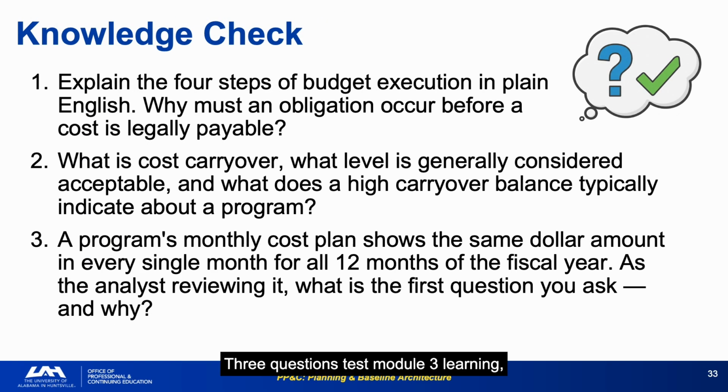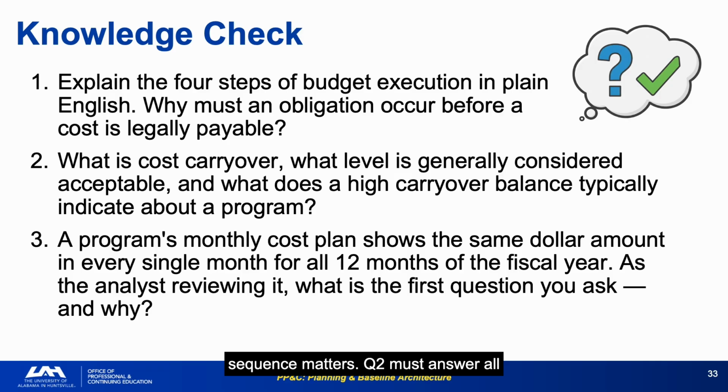Three questions test Module 3 learning: explaining the 4 execution steps and the obligation before cost requirement, defining cost carryover and acceptable levels, and diagnosing a straight-line monthly cost plan. Q1 answer must explain both the mechanics, commit, obligate, cost, disperse, and the principle. Obligation must precede cost because the legal commitment to pay must exist before work is incurred as payable. Without the principle, you do not understand why the sequence matters.